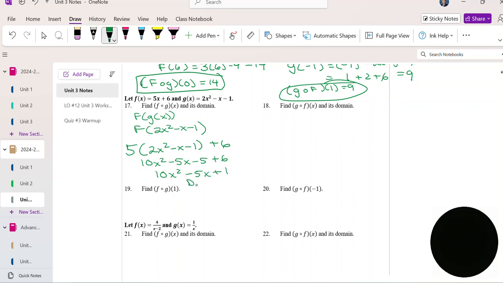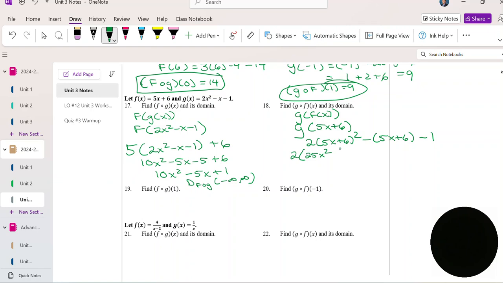So the domain for f of g is all real numbers, right? Because there's no fractions. So g of f of x, now we're going to substitute in the f. And now we're going to put that in the g function. So 2 times (5x plus 6) squared minus (5x plus 6) minus 1. We'll FOIL here.